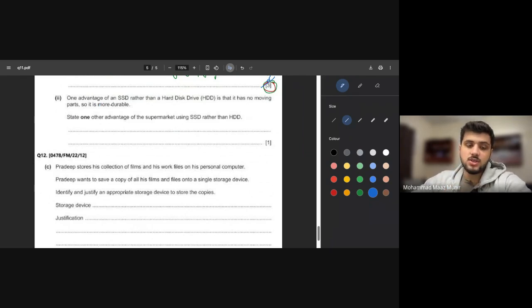the second part says one advantage of an SSD rather than HDD is that it has no moving parts, so it's more durable. State one other advantage of the supermarket using SSD rather than HDD. Again, supermarket. So it's better to write something which is related to the application of a supermarket. In a supermarket there will be a lot of rush. There is a lot of crowd coming in and out. So we should go with something that allows us to solve that problem. So we can write it has a faster read-write operation. And you're going to get a perfect 1 for that.